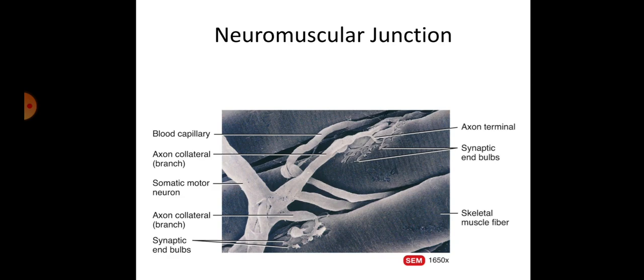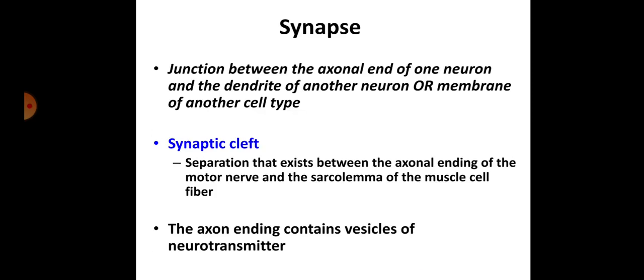This is an electron microscopic picture, or you can say a photograph, showing the neuromuscular junction, wherein you can see the blood capillaries, the axon collateral branch, the somatic motor neuron, the axon collateral branch, the synaptic end bulbs, the axon terminal, synaptic end bulbs, and the skeletal muscle fiber.